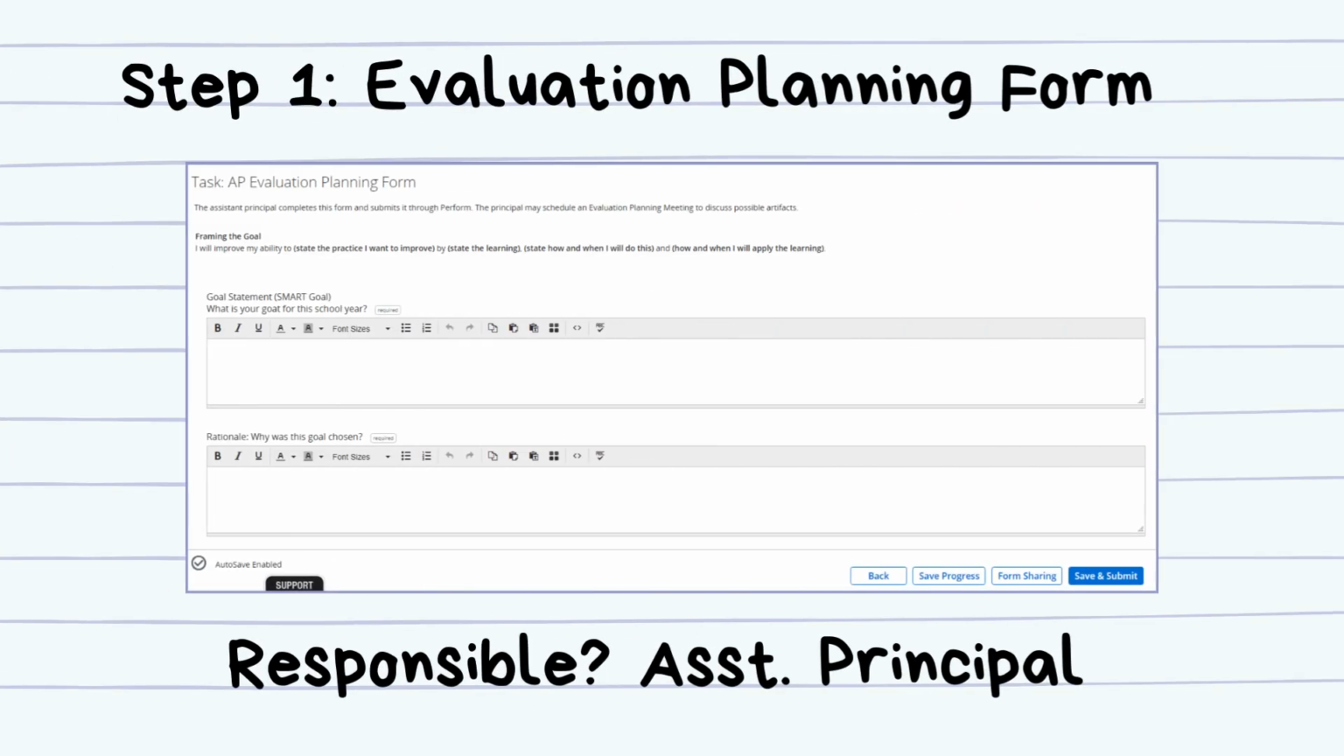The first step is the evaluation planning form. The assistant principal will fill this out at the beginning of the school year, stating their goals for the school year based on the assistant principal's 5 essential practices framework.